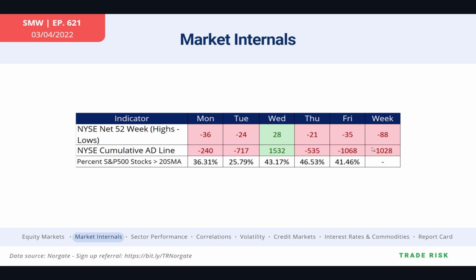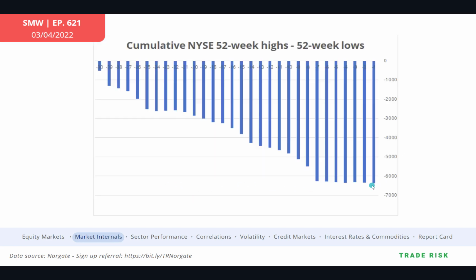The trend is still lower. So we are seeing potentially early signs of maybe some stabilization, but again, the trend is down. So we have to be careful with this, but it is notable in the sense that we aren't just hitting 300 new lows, 400 new lows a day. So that is noticeable. NYSE cumulative AD line down 1,000 this week, and the number of stocks over 20 SMA, 41.46%.